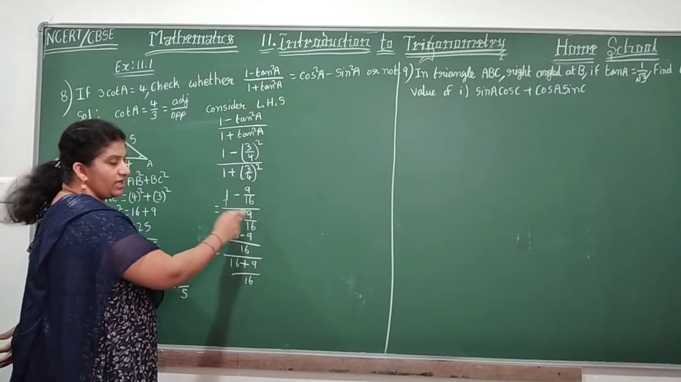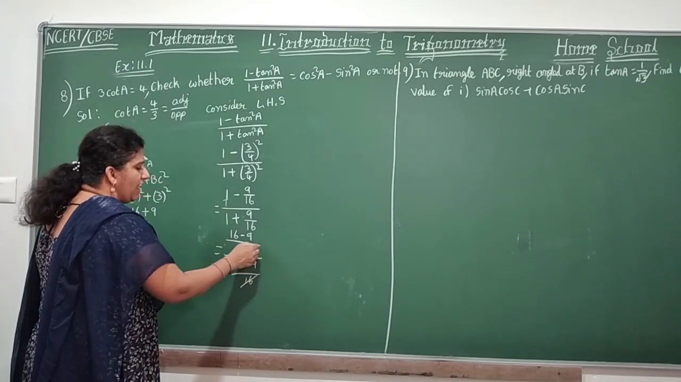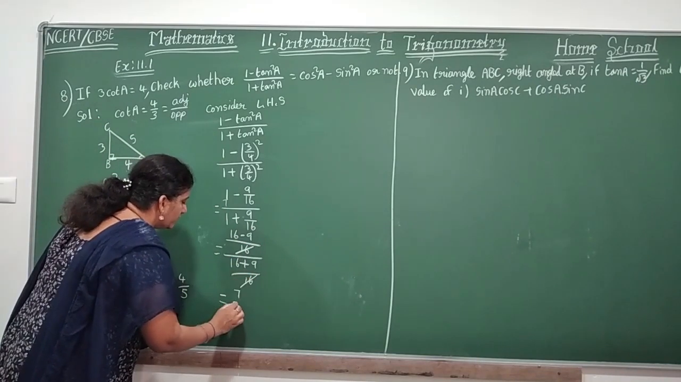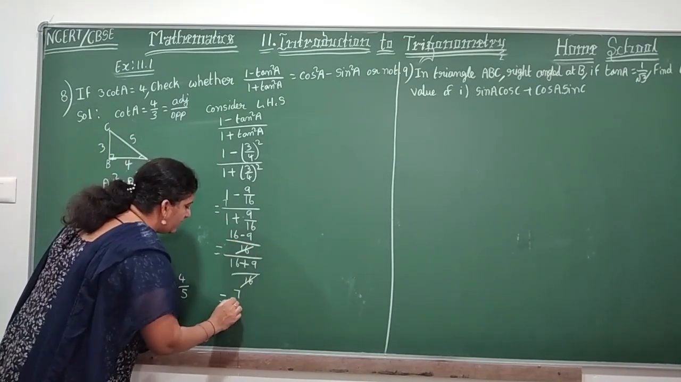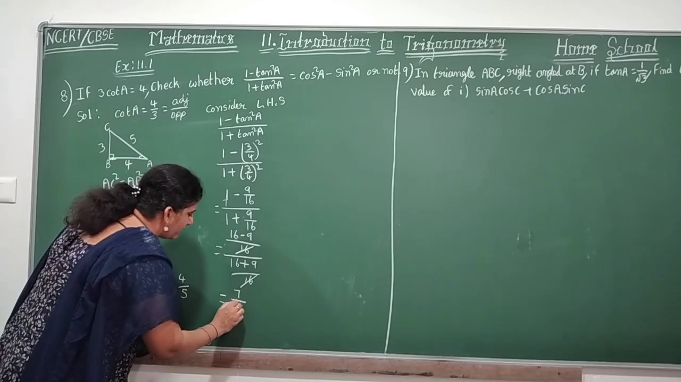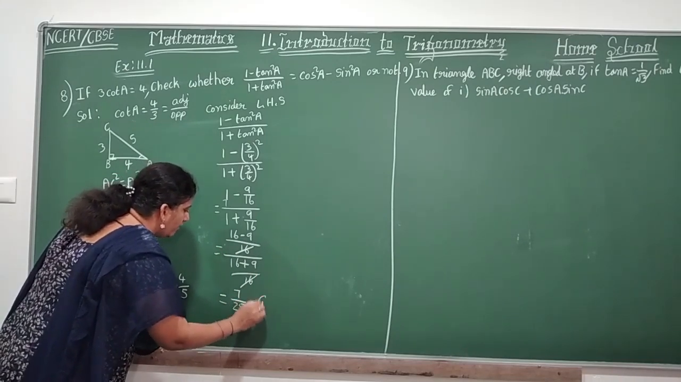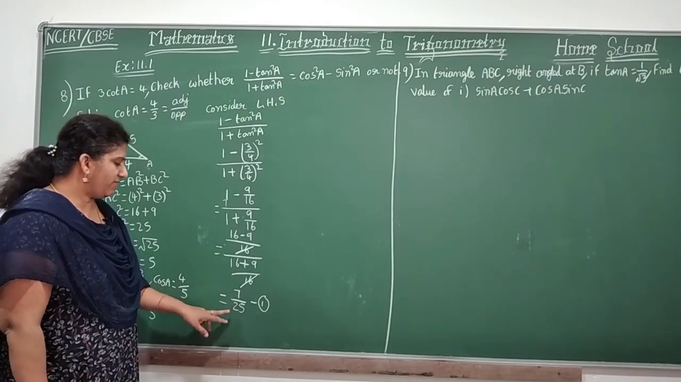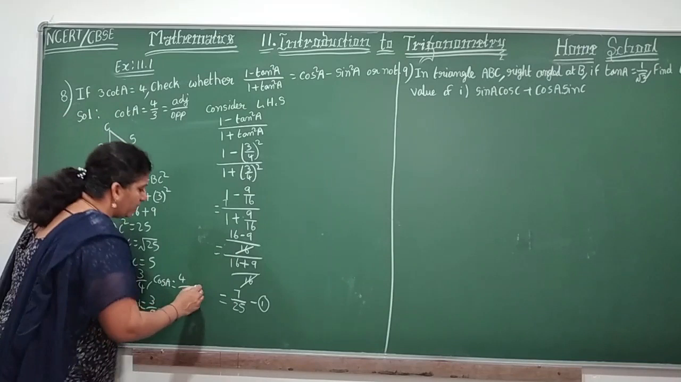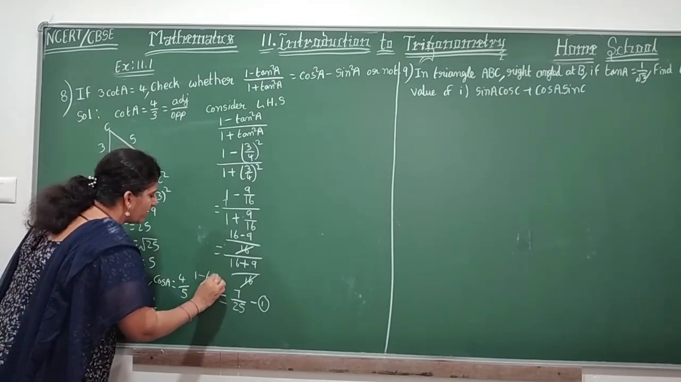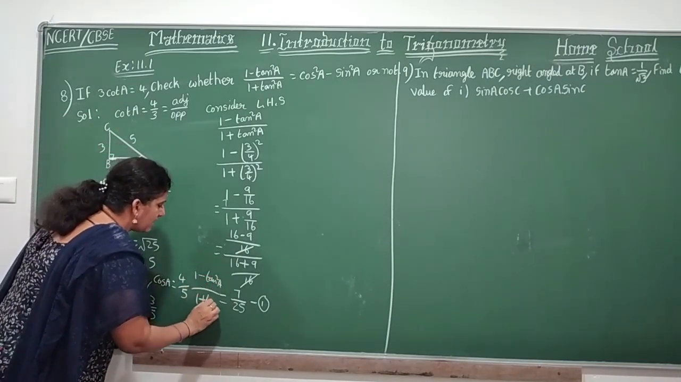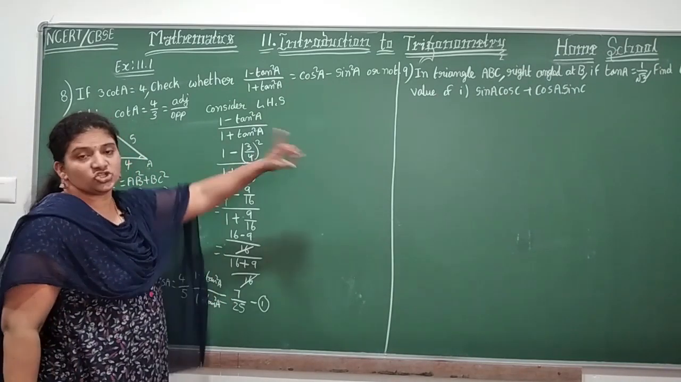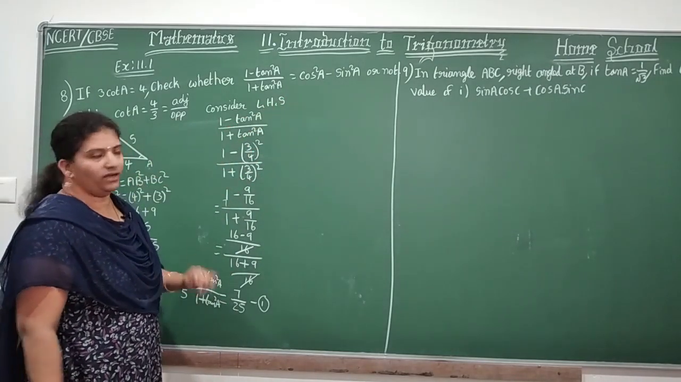Okay, this one also I have done the LCM. 16 and 16 will be cancelled. That will be 16 minus 9, which is 7, and 16 plus 9, which is 25. Okay, mark this as first equation. What value you got here? 7 by 25. Again, you can write the question: 1 minus tan square A by 1 plus tan square A is equal to 7 by 25. So they asked to check whether it is equal to that or not, right?